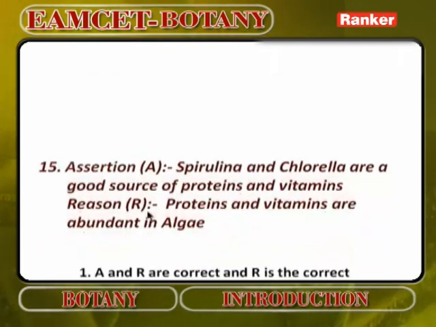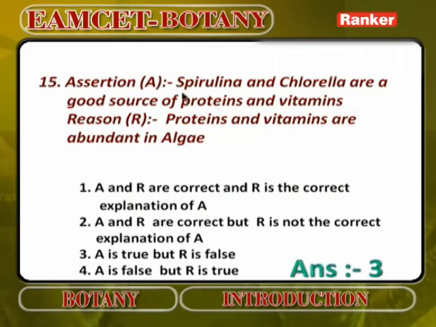Next, assertion: spirulina and chlorella are good sources of proteins and vitamins. Reason: proteins and vitamins are abundant in algae. For this, the answer is A is correct but R is false, because proteins and vitamins are not that abundantly found in algae. Whereas assertion A, spirulina and chlorella are good sources of proteins and vitamins, is correct; proteins and vitamins are abundant in algae is wrong. So, answer will be A is true but R is false.